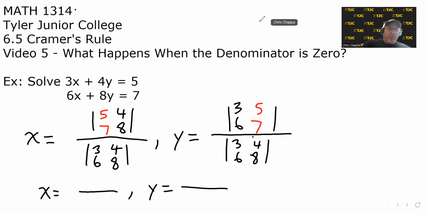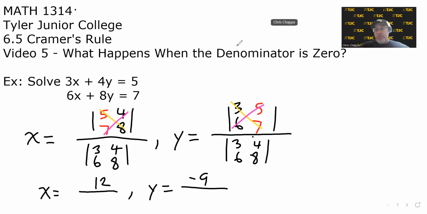In the numerator of the x, we do 5 times 8, which is 40, minus 7 times 8, which is 28. 40 minus 28 is 12. Our first numerator becomes 12. Let me go ahead and do the numerator for the y as well. 3 times 7 is 21. 5 times 6 is 30. 21 minus 30 is negative 9.